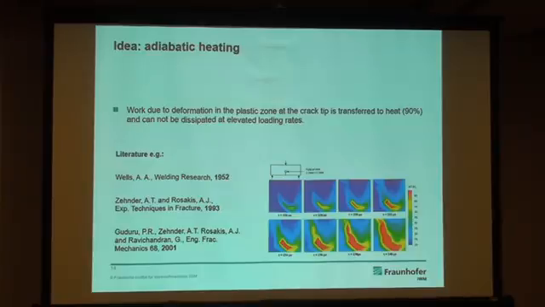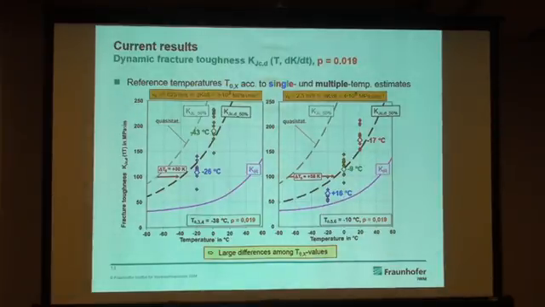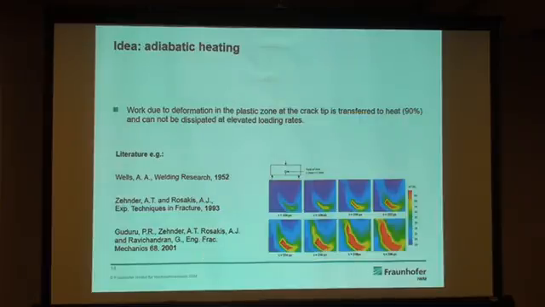So what could be the reason for that situation, that it seems that the master curve has to be a bit steeper, or quite a bit steeper? An idea is that adiabatic heating plays a role. Due to the deformation of the plastic zone, the energy at the crack tip is transferred to heat, and that cannot be dissipated in such short times to fracture, which happen at elevated loading rates. There has been work done already, for example to mention Zehnder and Rosakis, who investigated the heating around the crack tip with an infrared high-speed camera.